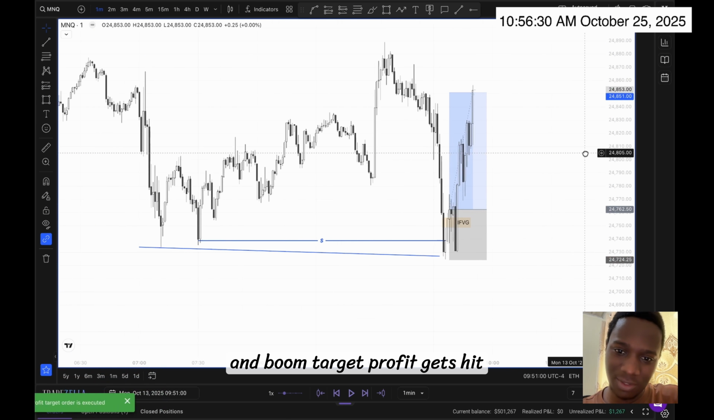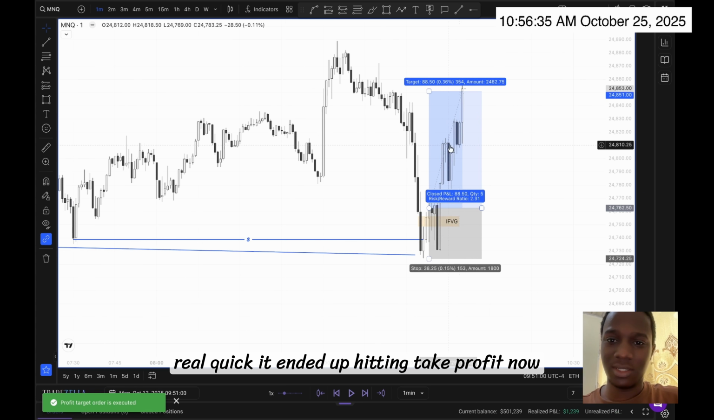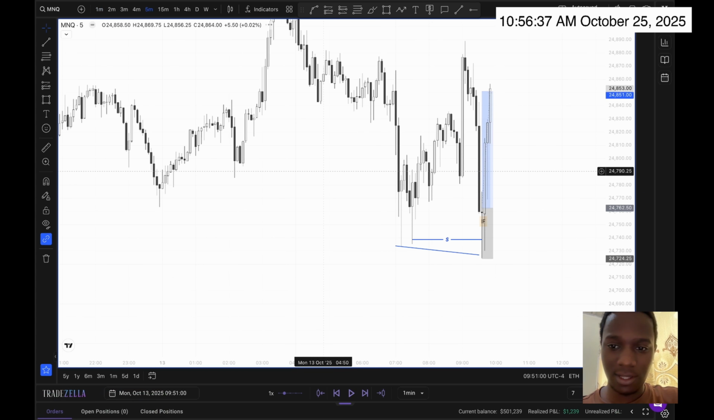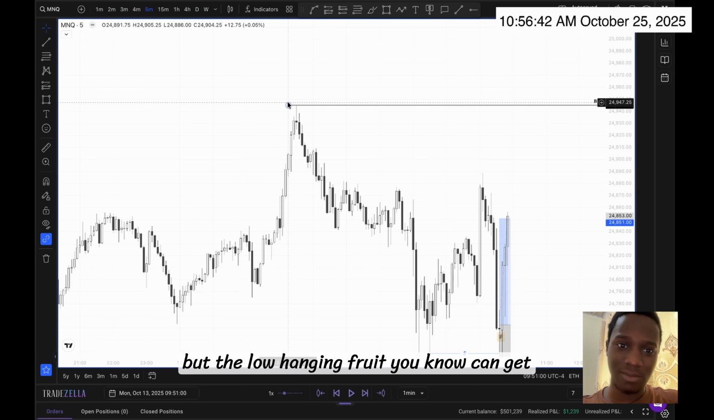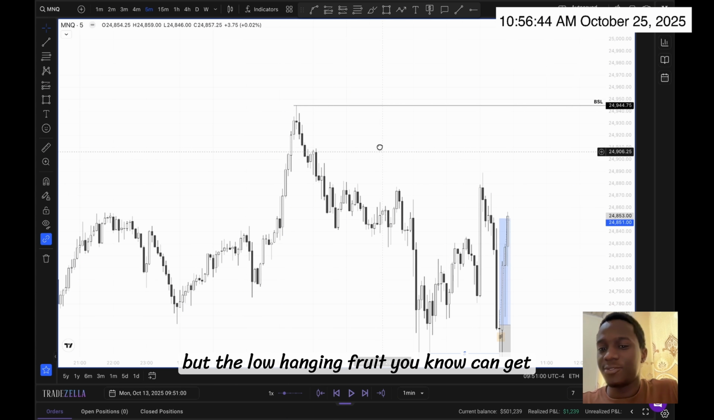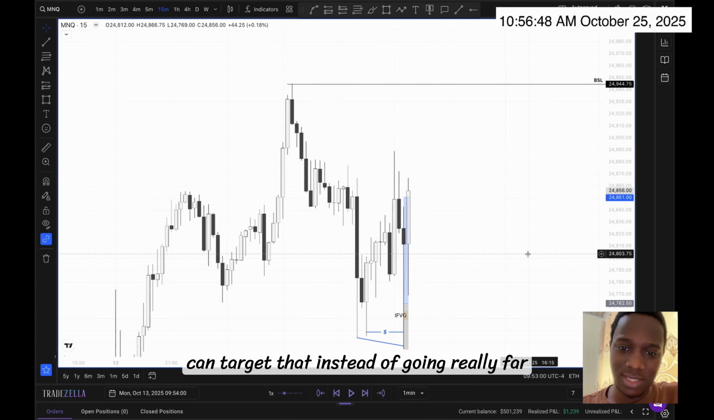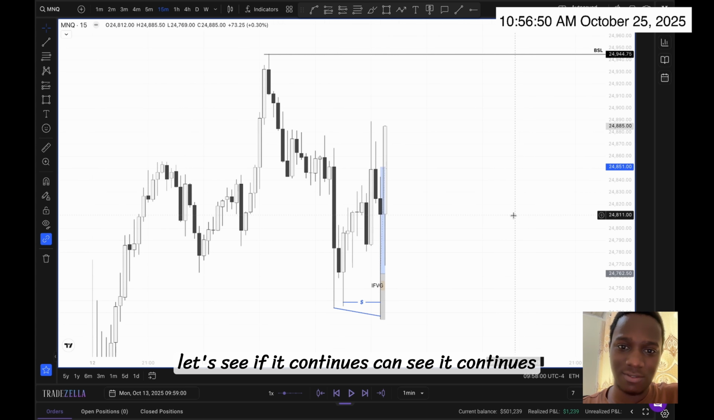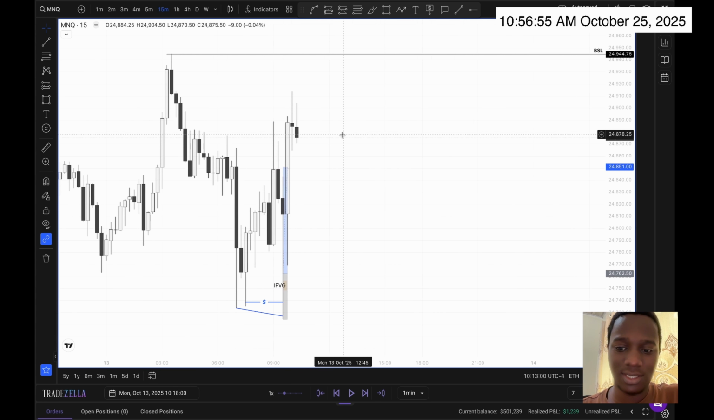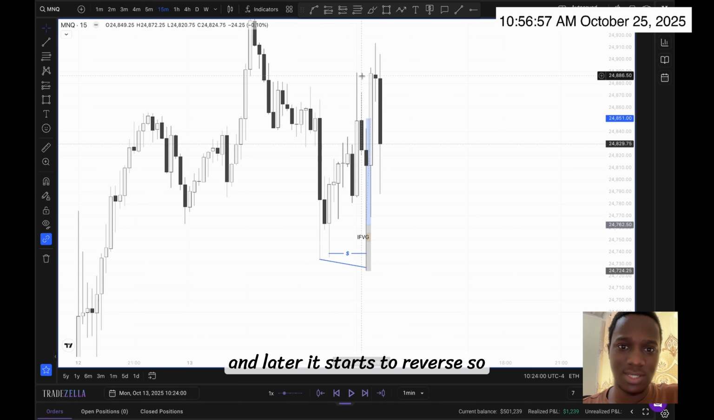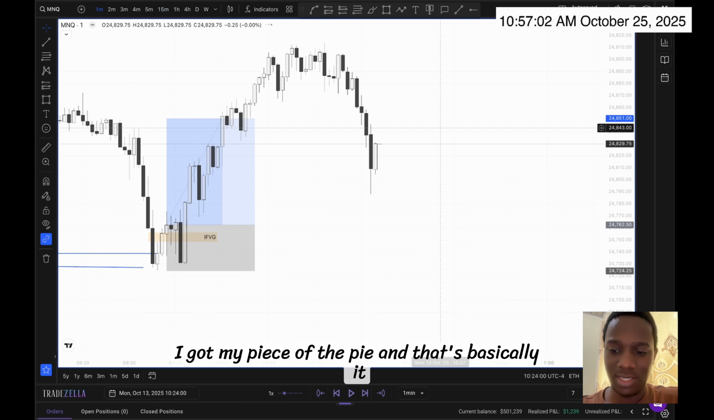And boom, target profit gets hit, and it was close to stop loss, but real quick it ended up hitting take profit. Now that's the first example, and it could also hit to this high or even this high, but the low hanging fruit, you know, you can get money from that. You can target that instead of going really far. So let's see if it continues. You can see it continues to this 15-minute high, and later it starts to reverse. So I got my piece of the pie, and that's basically it.